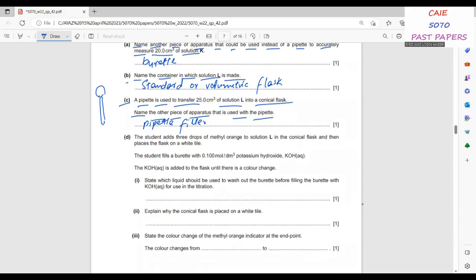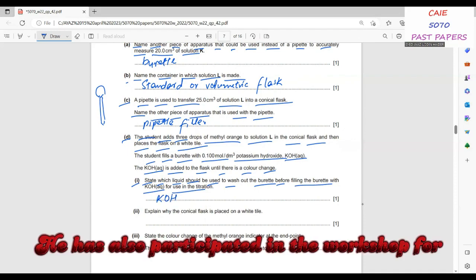D. Student adds 3 drops of methyl orange to solution L in the conical flask and then places the flask on a white tile. Student fills a burette with 0.1 mole per dm cube potassium hydroxide, KOH aqueous. The KOH aqueous is added to the flask until there's a change in color. Number 1, state which liquid should be used to wash out the burette before filling the burette with KOH. For use in the titration, definitely it must be aqueous potassium hydroxide. So you write KOH aqueous.